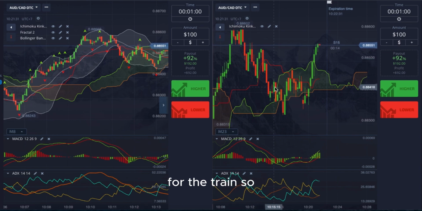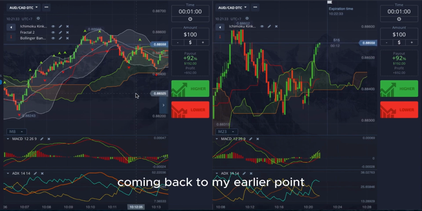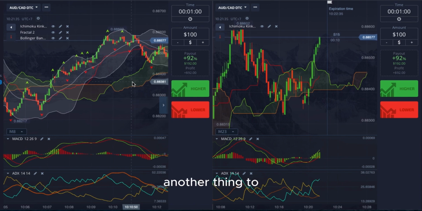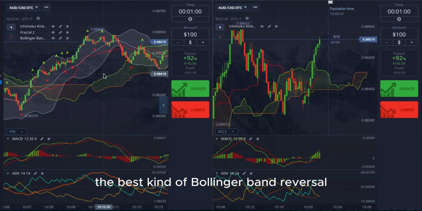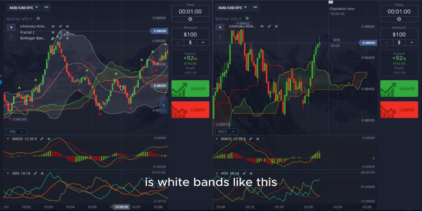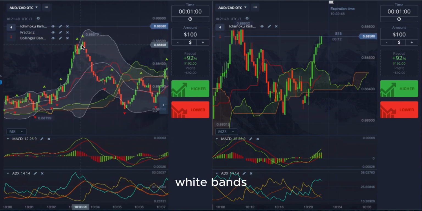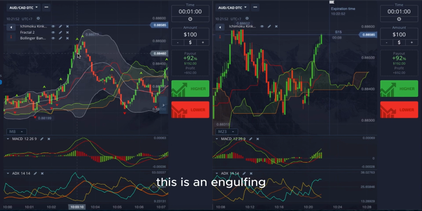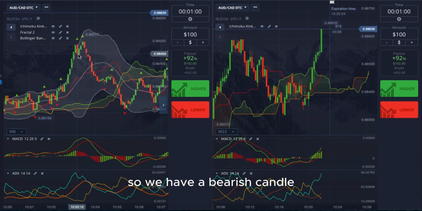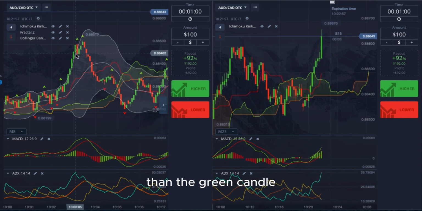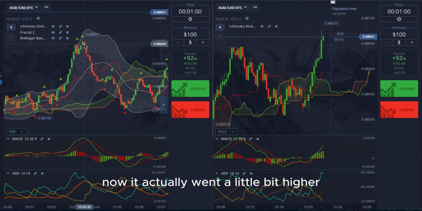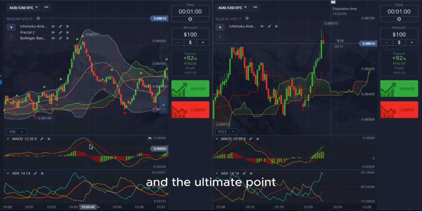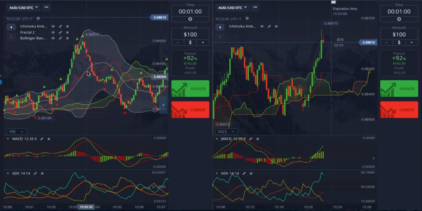But at the same time, coming back to my earlier point, there's another thing to pay attention to: these Bollinger Bands over here. The best kind of Bollinger Band reversal that we get is wide bands, like this, and then we have either an engulfing. This is an engulfing, so we have a bearish candle that is bigger than the green candle, and this signifies a change. Now, it actually went a little bit higher before it came down, and the ultimate point where it crossed down was a bit here.